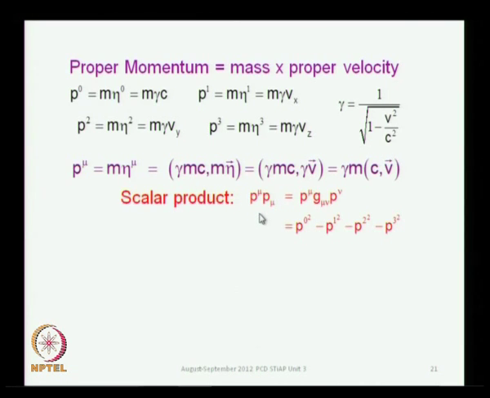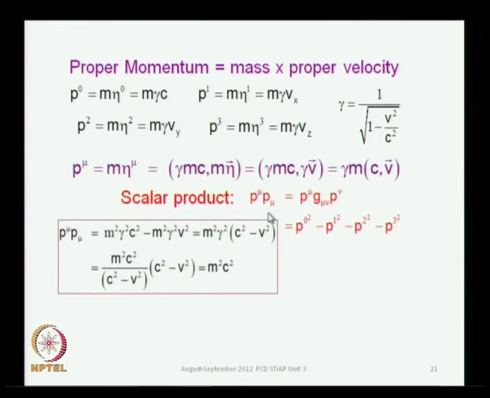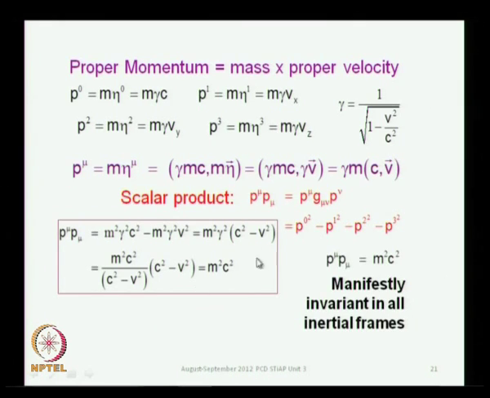Again, you can ask if it is an invariant quantity, and you construct the scalar and you find that it turns out to be m square c square, which is again invariant, although one must be careful about how you define mass. Okay. And you will see why it is important to define mass carefully. So, I use a mass which is invariant in the Lorentz transformation, that is the same mass in every frame of reference, and this is m square c square. So, again this is a manifestly invariant quantity in every inertial frame of reference.